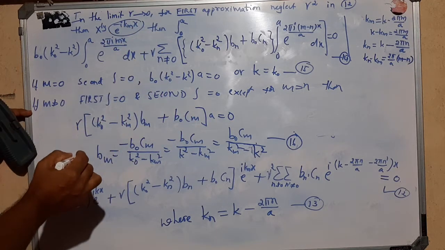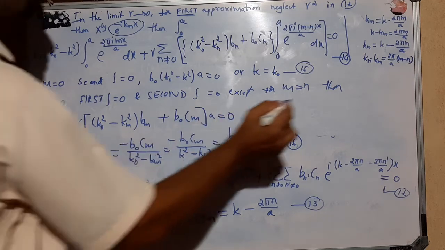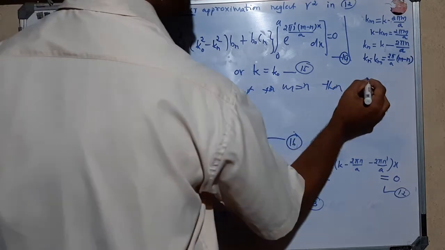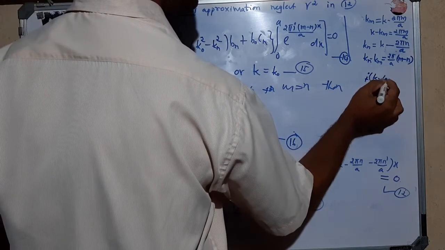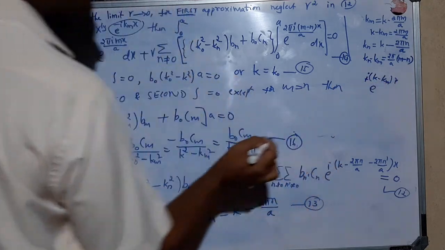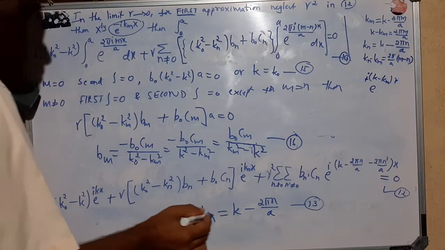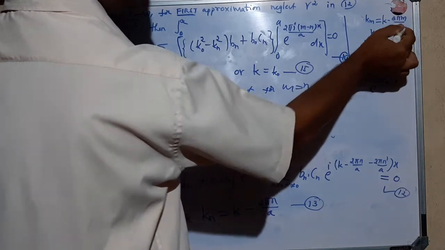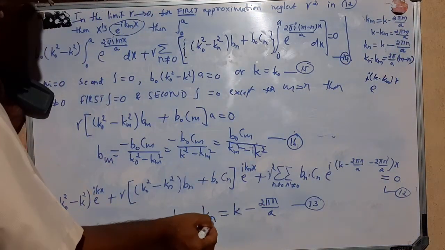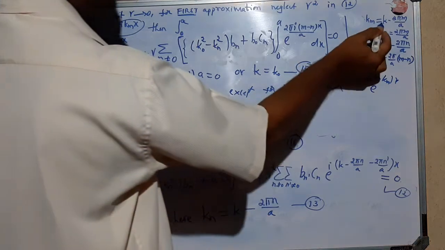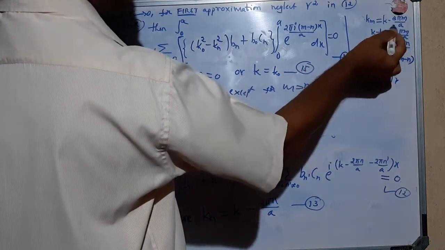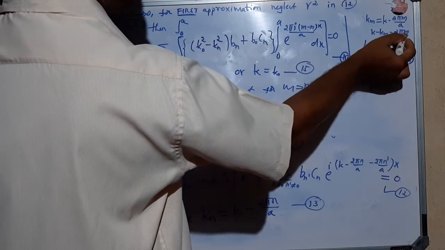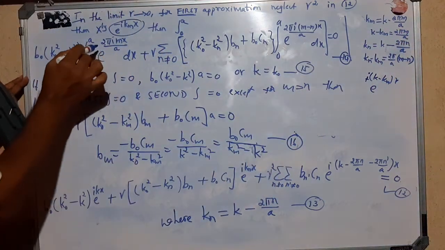That means what you are getting? e to the power i(k minus km)x. What happens? See, km is equal to k minus 2 pi m by a. Use the equation number 13; in the place of n, you have just m. So what happens now if you do it? k minus km becomes 2 pi m by a. That is what I have written here.